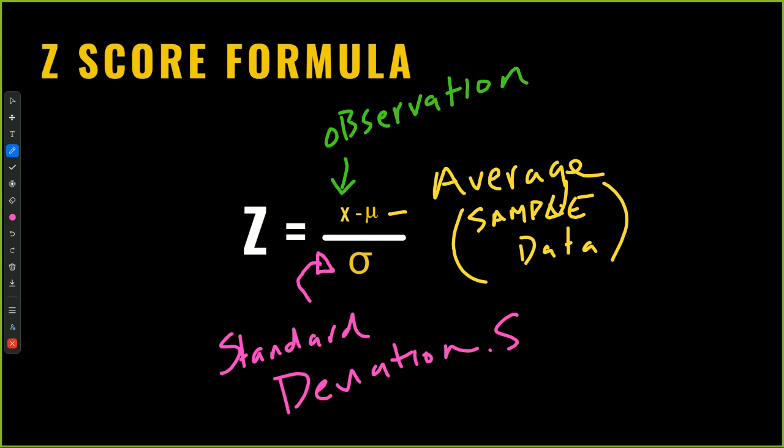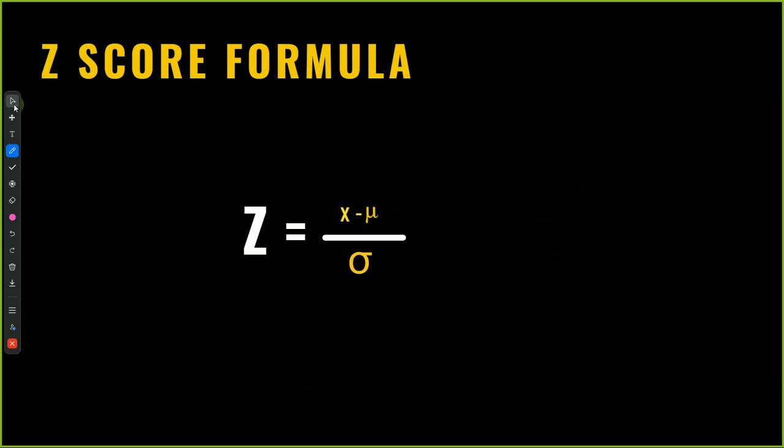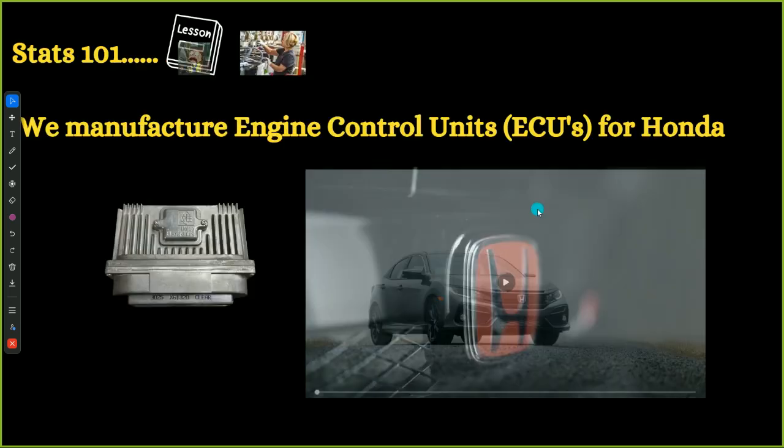Your z-score formula is something I usually tell students to have essentially tattooed on their hand. It's a good measurement. X is going to be our observation. Mu is going to be usually compared to our sample data. And our sigma is going to be our standard deviation of a sample size.